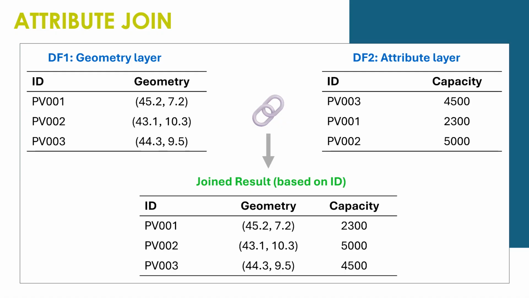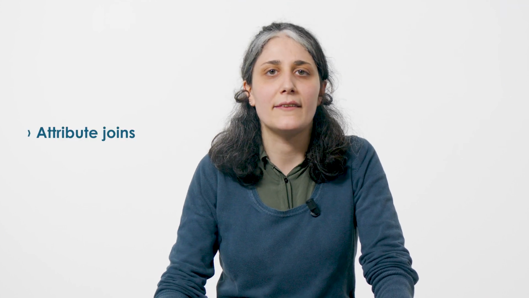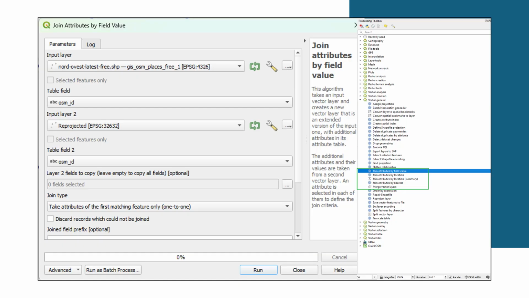Let's start with joins. A join is a way to enrich a layer with data coming from another source. There are two main types, attribute joins and spatial joins. Imagine you have a shapefile of wind turbines and a separate table that contains power output measurements per turbine ID. With an attribute join, we can match those two based on a common field, for example, the turbine ID.